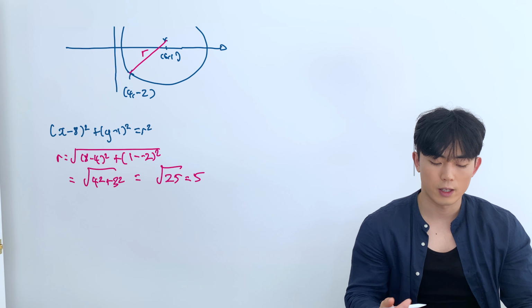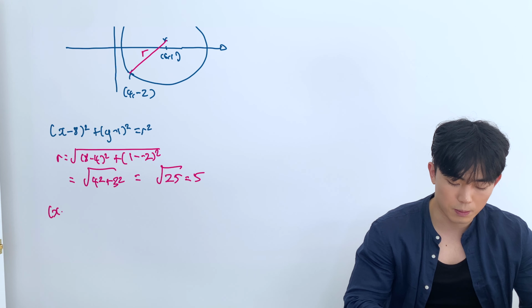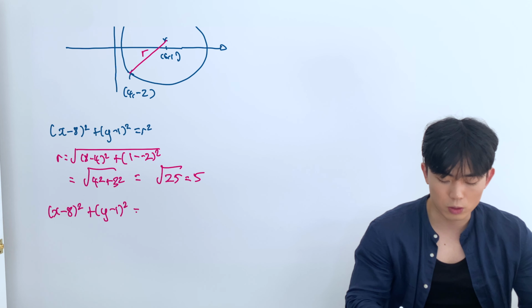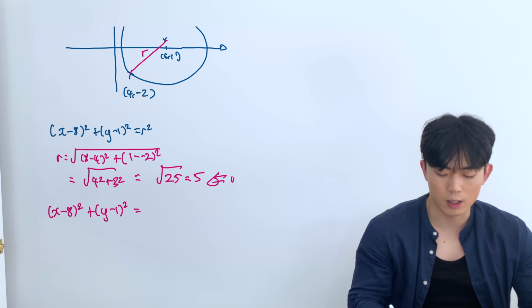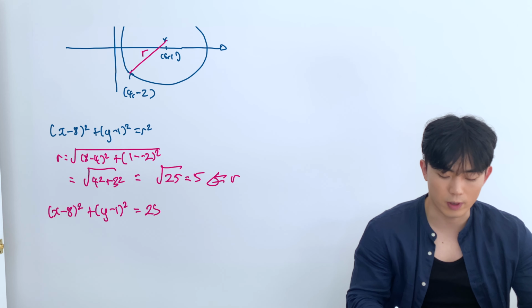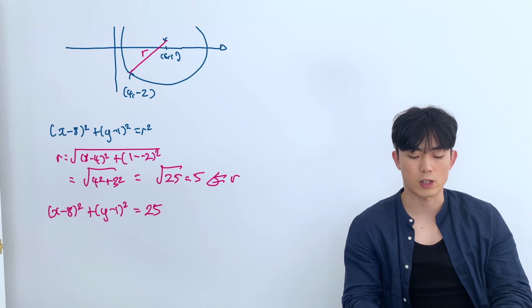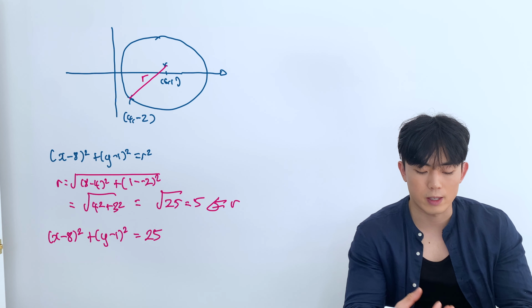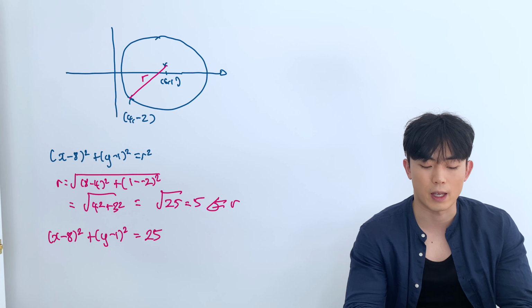Therefore, the final circle equation is going to be (x - 8)² + (y - 1)² = r². Remember, r is 5, so r squared will just be 25. This is going to be the equation of this particular circle. So just be careful of the form and where your center is and where your radius is, and make sure you write it in the right form that they're giving you.